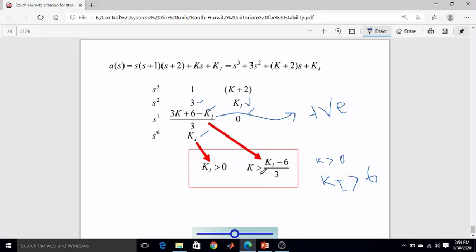However, if ki is greater than 6, this condition k greater than 0 will be valid, ki is still greater than 0, and we'll have k greater than this thing, so let's say we put ki equal to 7, 7 minus 6, 1 over 3, we will put k greater than 1 over 3, that means 0.33, so both the conditions will be satisfied, and there will be no sign changes, and we'll have a stable system.